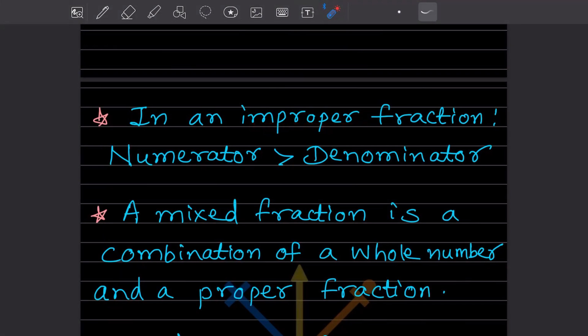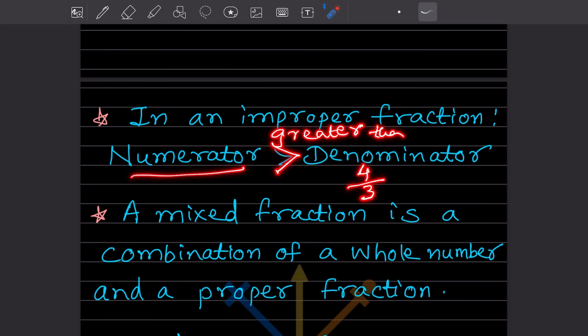So next, the improper fraction. What is that? The numerator is greater than the denominator. So if I write here 4/3, can you see this numerator is greater than the denominator? Whenever you have an improper fraction, you have to make it into a mixed fraction. So now see here, this is 4/3. Okay, so 3 ones are 3 and this is 1. So this is the quotient, this is the remainder, isn't it?